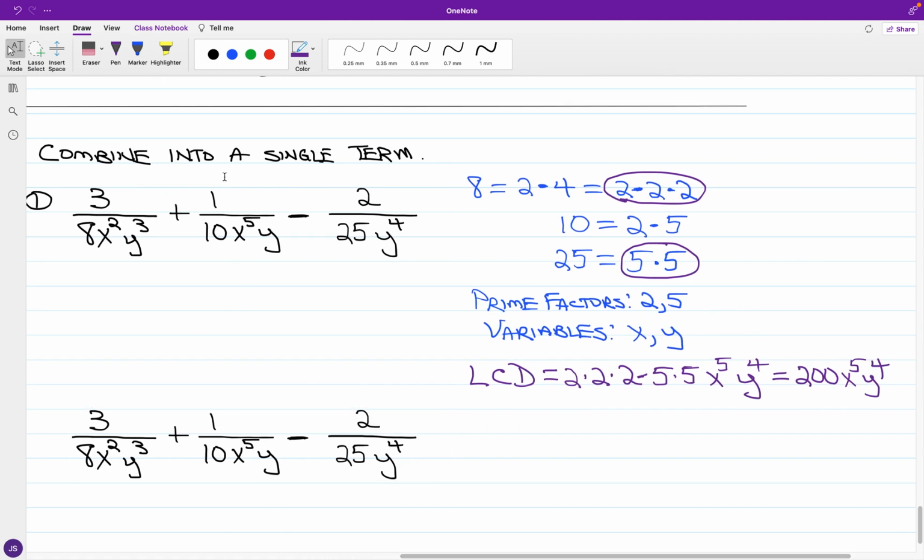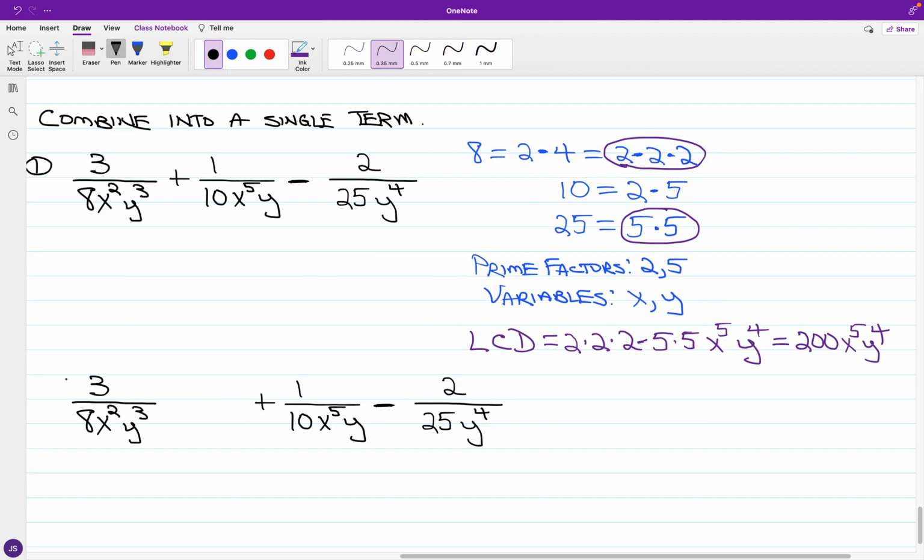There we go. All right, for the first ratio, you got 3 over 8x squared y to the 3rd. So we'll raise this, putting it in terms of the least common denominator. 8 into 200, we got 25. x squared into x to the 5th, that is going to be x to the 3rd. y cubed into y to the 4th, that is going to be y.